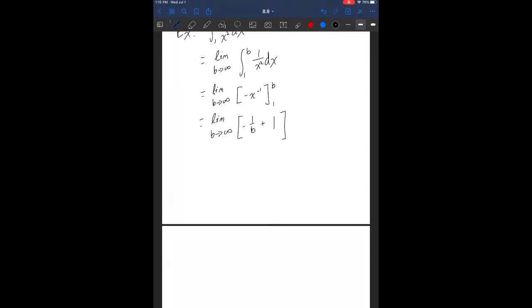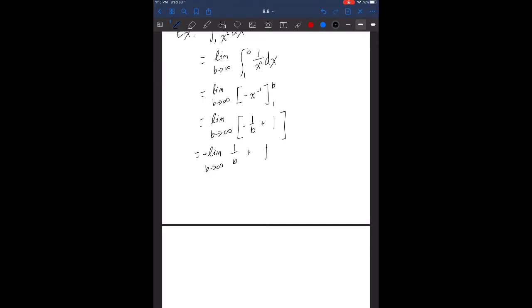Okay, great. So now we can use our limit rules to split up this expression. So the limit as b goes to infinity, and we'll pull a negative out of 1 over b, plus, well, the limit as b goes to infinity of 1 is just going to be 1, right? This 1 doesn't depend on b in any way whatsoever, so the limit won't affect that.